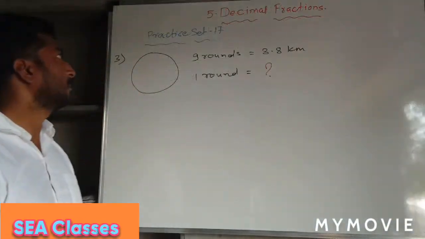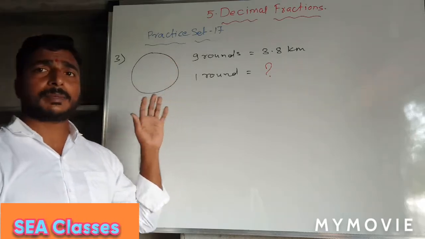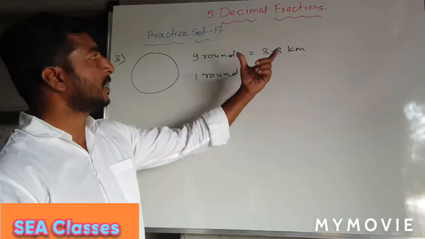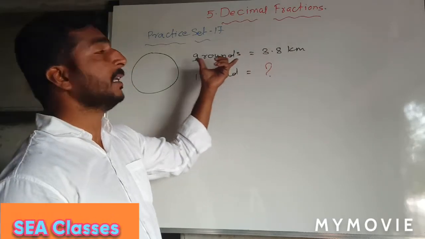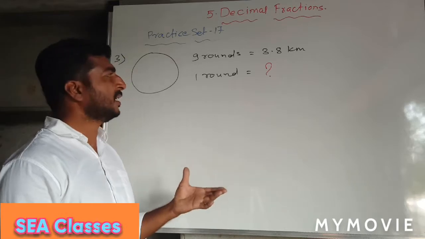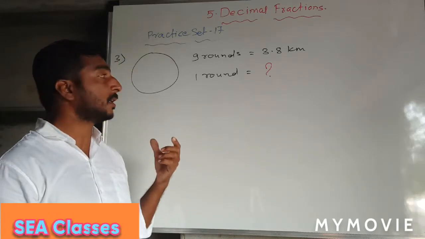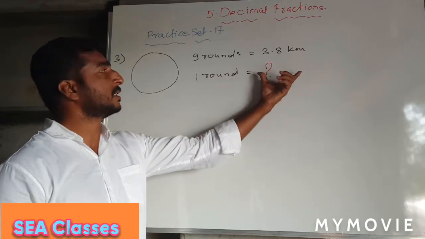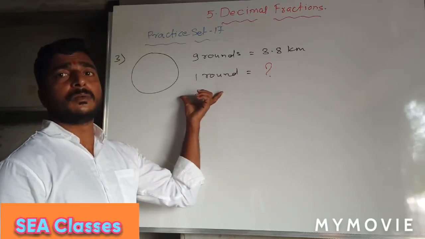So now you see the third example. Now the third example is that Pradnya is walking regularly on a circular ground and she covered the distance of 4.8 km in 9 rounds of that circular ground. So the question is that you have to find how much she walks in one round. So what is the distance covered by her in one round?